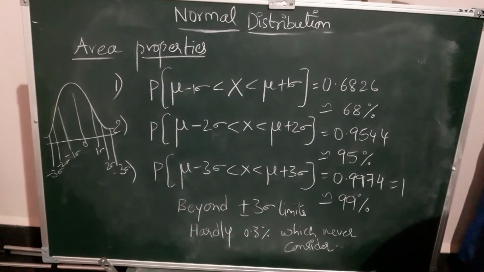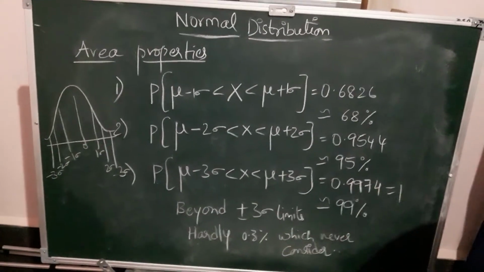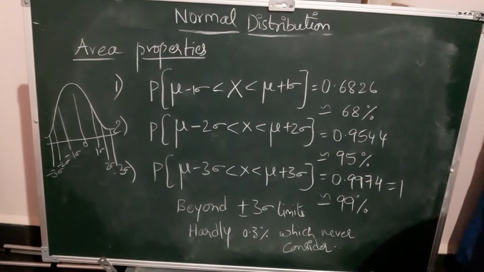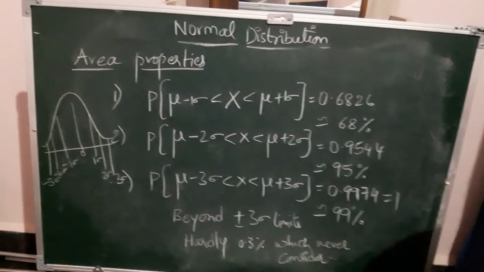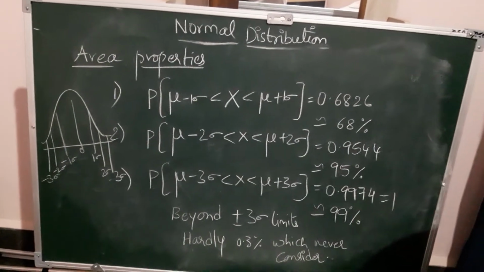Q1 equals mu minus 0.6745 sigma, which is 2 by 3 sigma, the quartile deviation. And Q3 equals mu plus 0.6745 sigma.